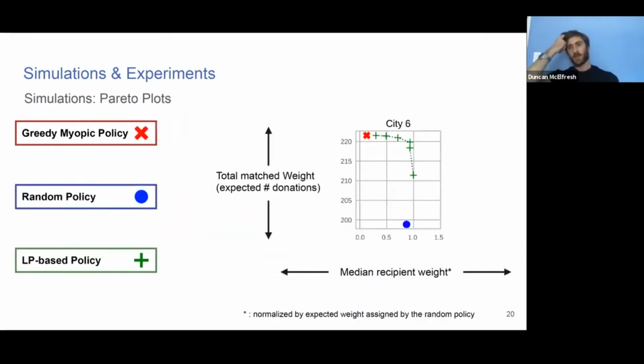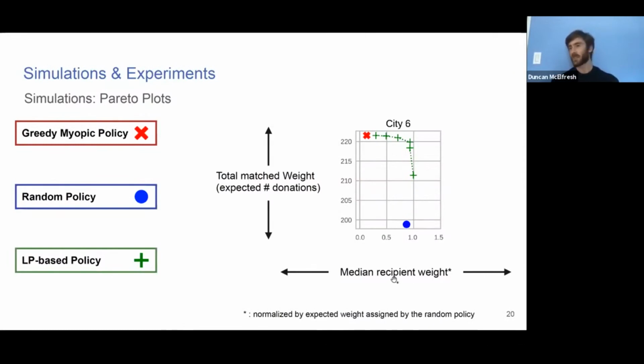So the results I want to show you go along 2 axes. I'm going to show you these Pareto plots here for different cities. On the vertical axis of these plots, I'm going to plot the total matched weight by each algorithm. So this is the total expected number of donations. And along the horizontal axis, I want to show the average weight assigned to each recipient, or the median weight assigned to each recipient. And this is going to be normalized by the expected weight that they would have received in a random policy.